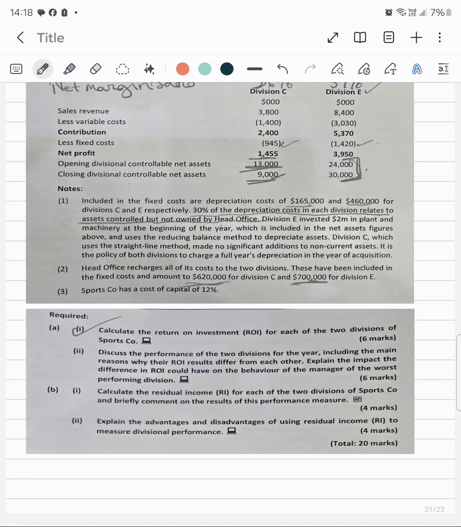Since division E appears to be a much larger division, and is involved in sports equipment manufacturing, it could be expected to have more assets.